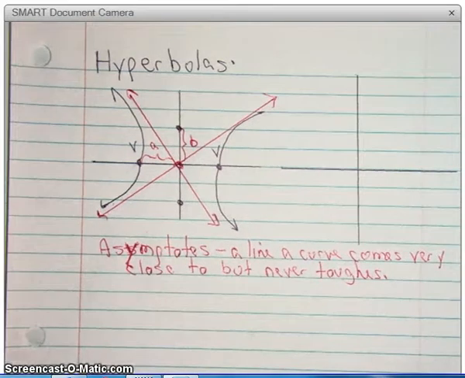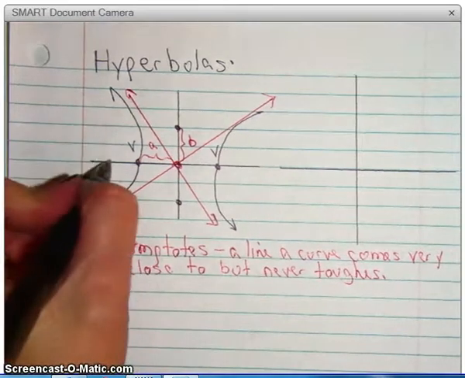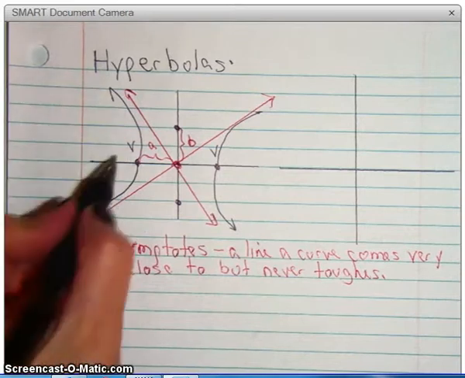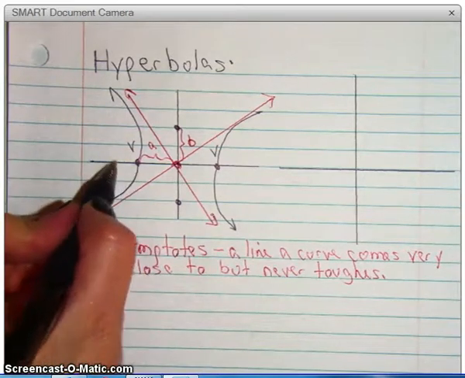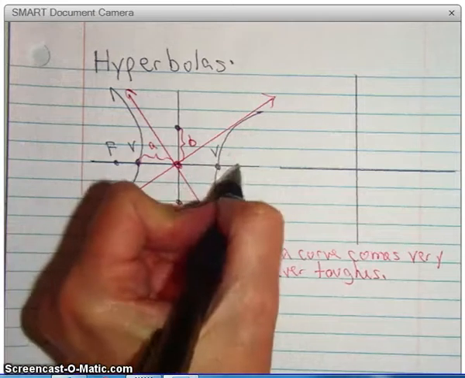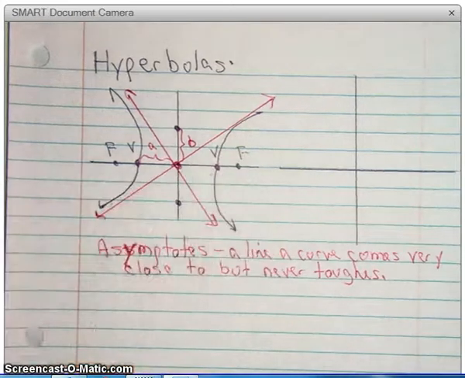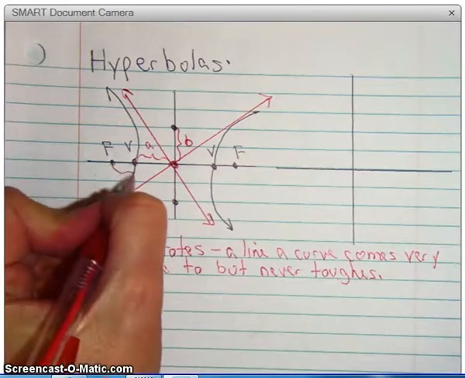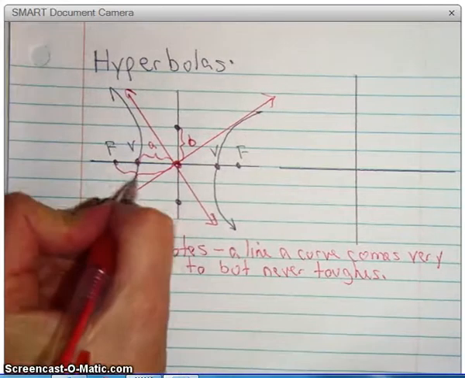Okay? A hyperbola also has foci. The foci are somewhere inside of these branches, so out past the vertices. So you have a focus, and you have a focus. And the distance from the center to the focus is still called C.